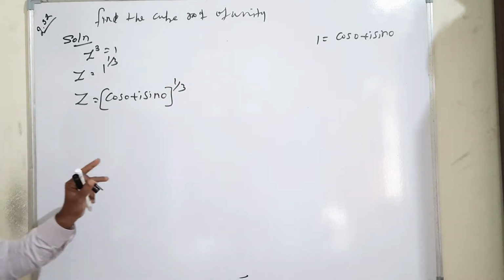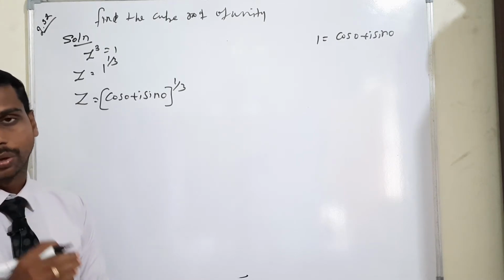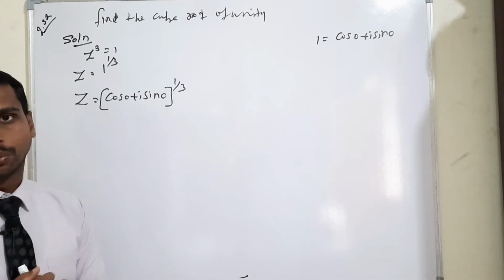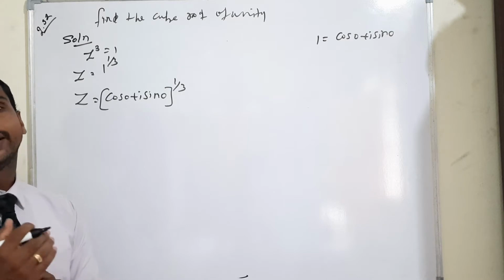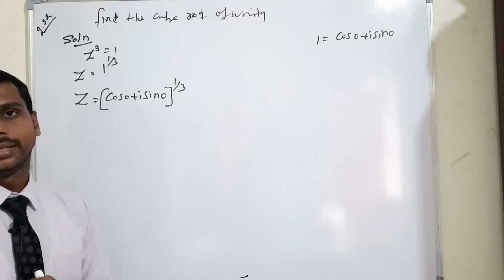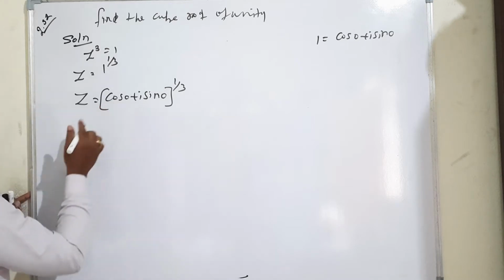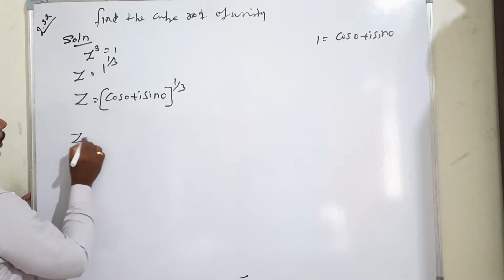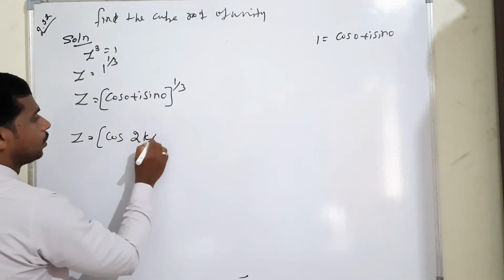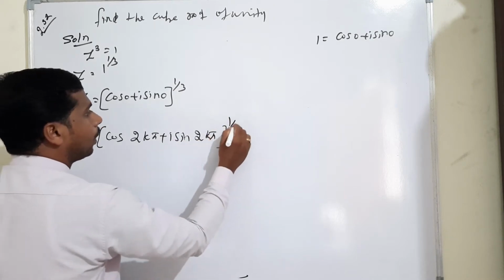Whenever you meet questions like find the cube root of, find the square root of, find the fourth root of, you have to add the general term of the polar form. What is the meaning of general term? Add 2k pi, but in some questions that simplify in a single line, there is no need to write the general term. Keep this important condition in your mind. So we add the general term of the polar form: z is equal to cos 2k pi plus i sin 2k pi the whole power of 1 by 3.